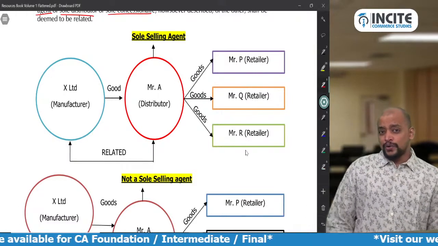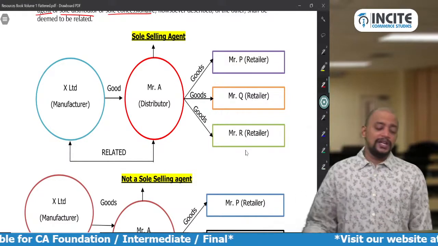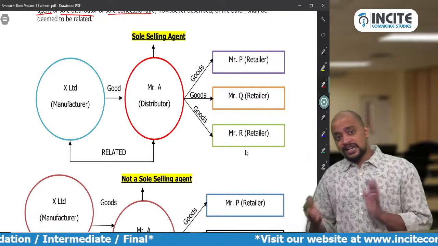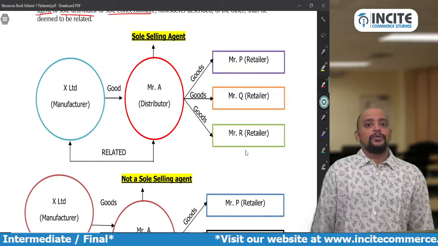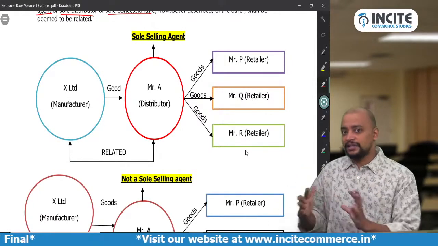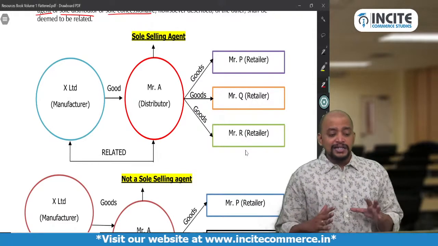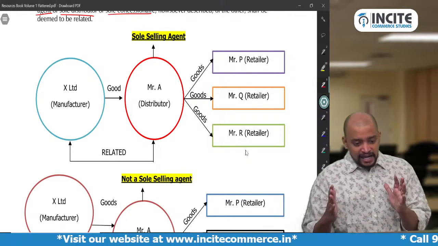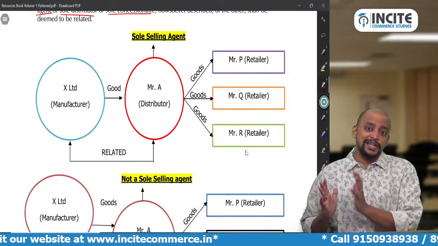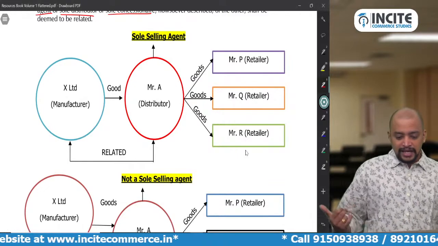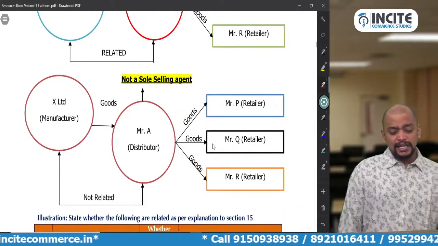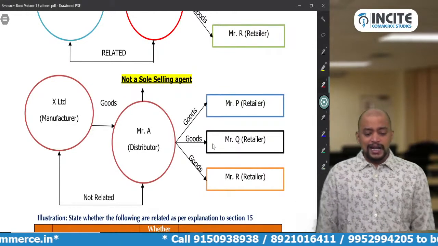Now all the goods are sold only through, X Limited is selling the goods to retailers only through Mr. A, distributor. Now that Mr. A, distributor, will be called a sole selling agent. And here X Limited and A will be treated as related because a sole selling agent is always deemed to be related.